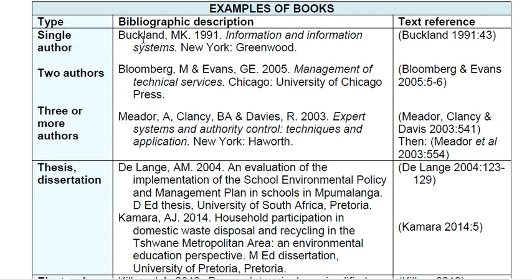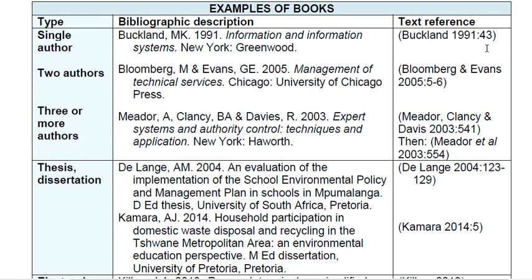It is the author's surname or last name, followed by the initials, the date, title of the book, which is always in italics, place of publication, which is supposed to be the town or city, then the publisher.